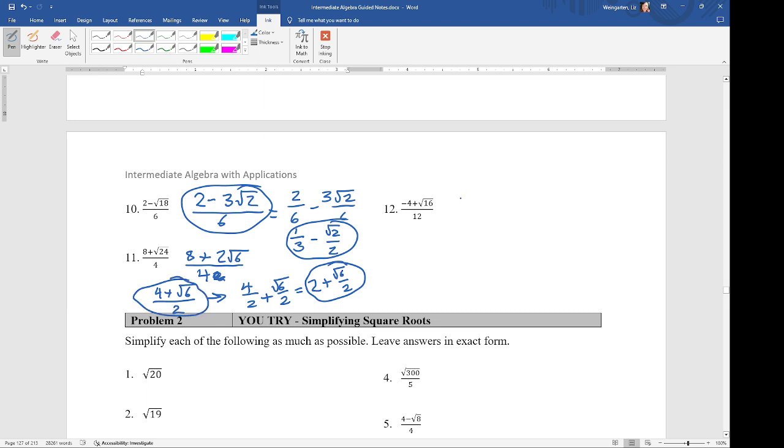Finally, number 12, negative 4. The square root of 16 is a perfect square root, so we can take that square root, which is 4, and divide it by 12. We end up with 0 over 12. 0 divided by any number that is not 0 gives us 0 as our final simplified solution.